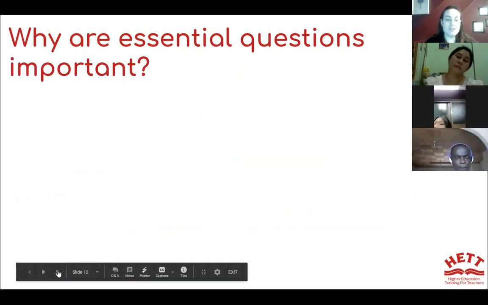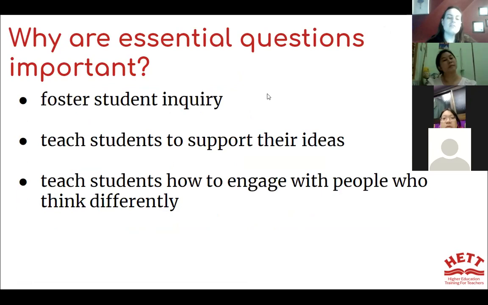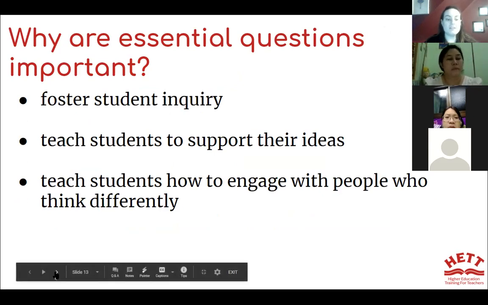Why are essential questions important? They foster student inquiry, so they allow students to see what kind of solutions they are looking for as part of that course. Teach students to support their ideas. Teaches students how to engage with people who think differently.